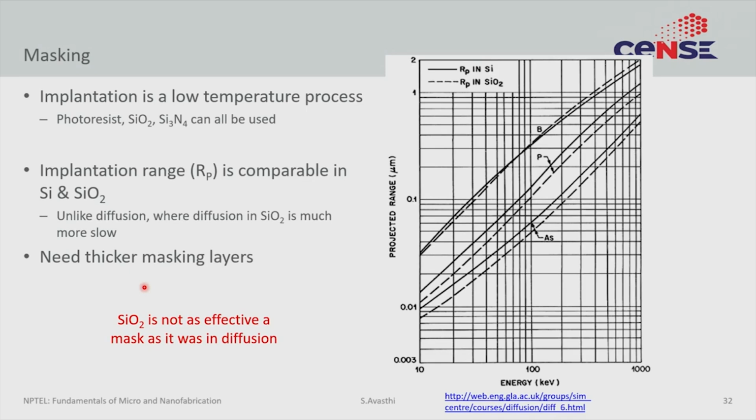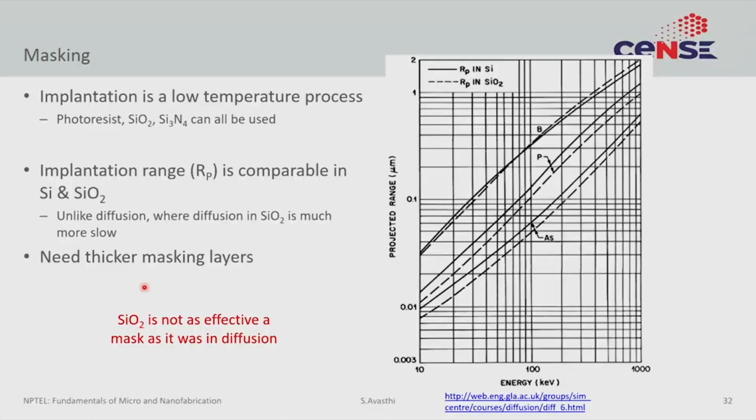Finally, I would like to discuss the concept of masking. I have already introduced this during diffusion. The basic idea is that you never have blanket dopants. You always need to have a patterned dopant. So one way to make a patterned dopant is to add a certain film on top that prevents your dopants from going through. So that is called masking.